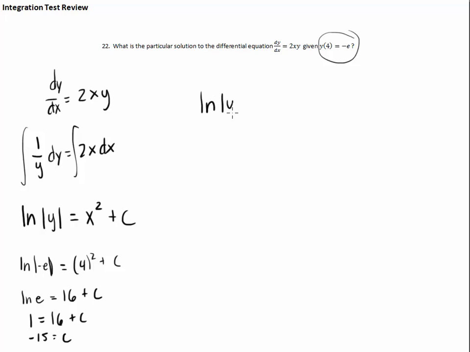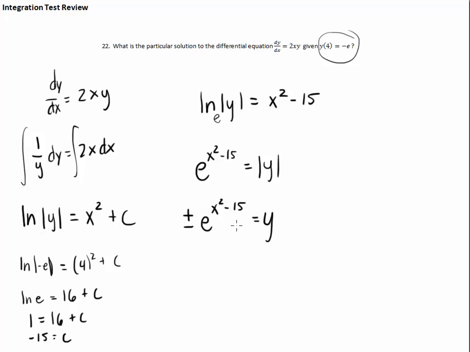So I have the natural log, absolute value of y, is equal to x squared minus 15. Now I just have to get y by itself. To get rid of the natural log, I'm going to rewrite this as an exponential function. Keep in mind this is log base e, right? So it should be e to this power is equal to this right here, the absolute value of y. To get rid of the absolute value, we treat this as either the positive version or the negative version.